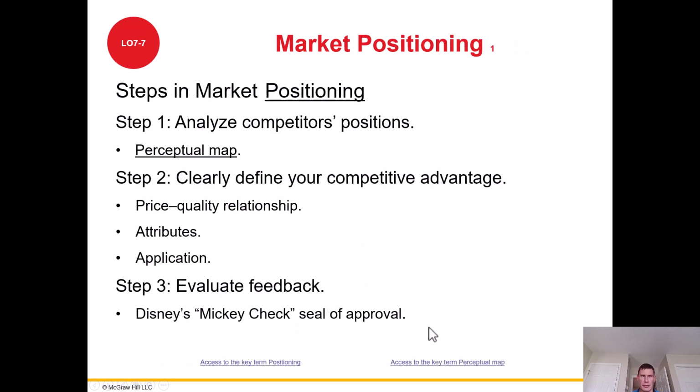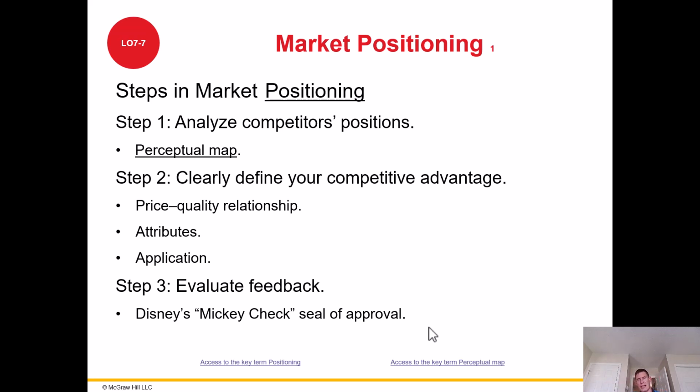And then market positioning. What are some steps in market positioning? Step one: the first thing you're going to do is analyze your competitors' positions. You might want to use a perceptual map. You don't have to, but you kind of want to get an idea of where all our competitors are and where we fall into this sort of continuum, if you will.